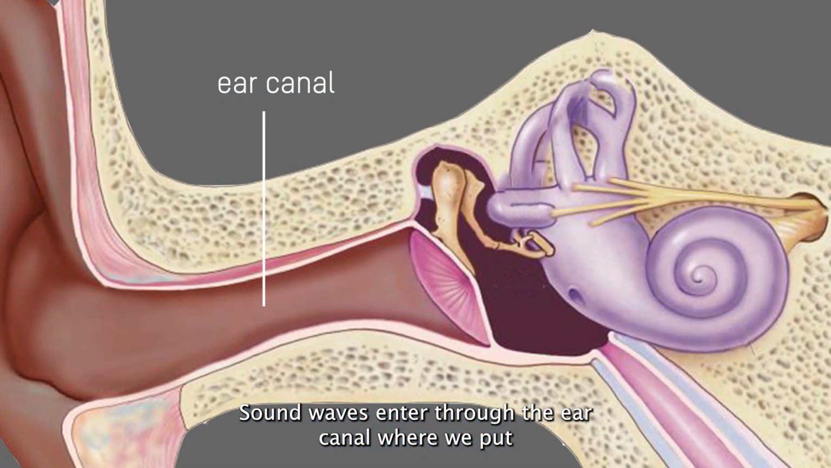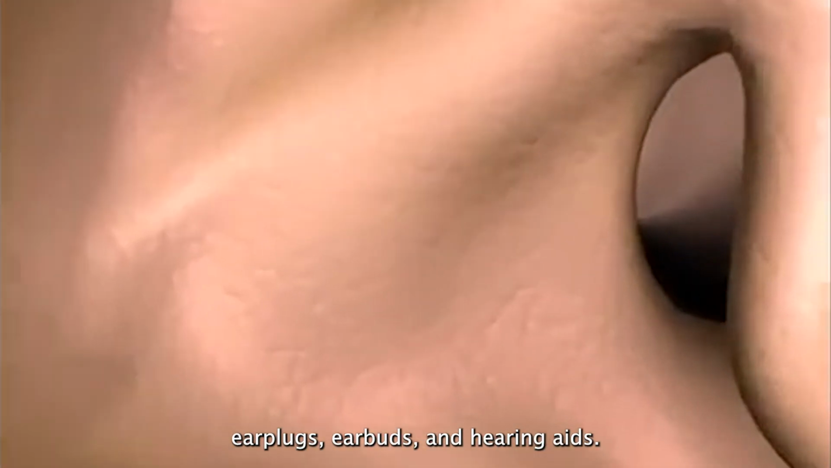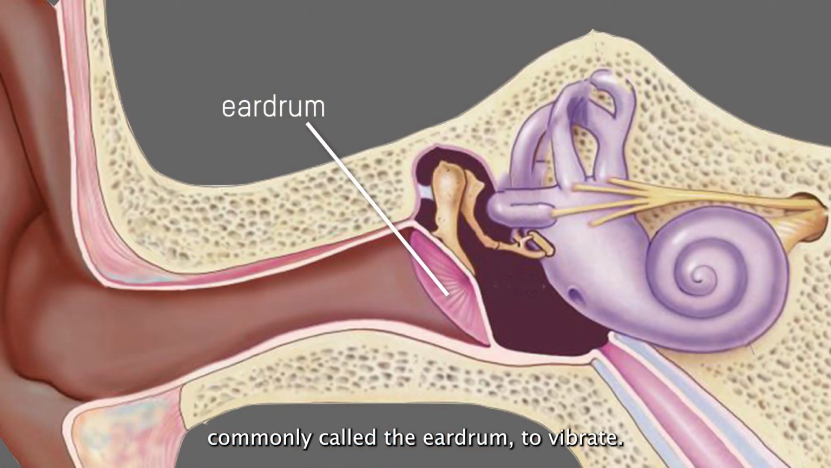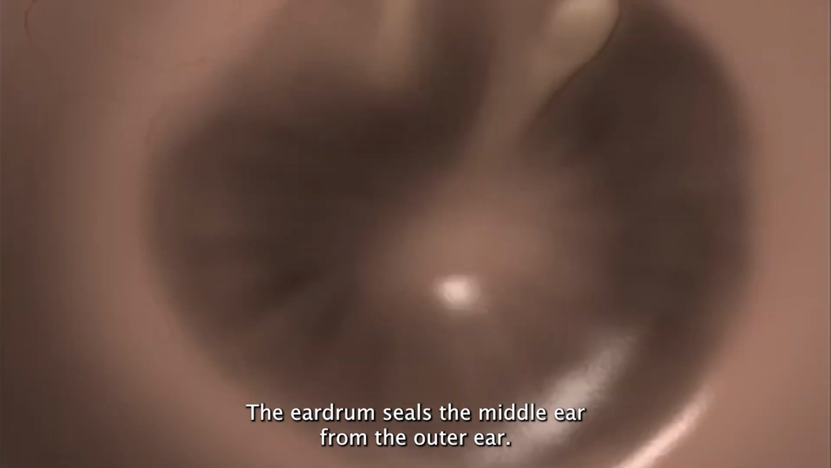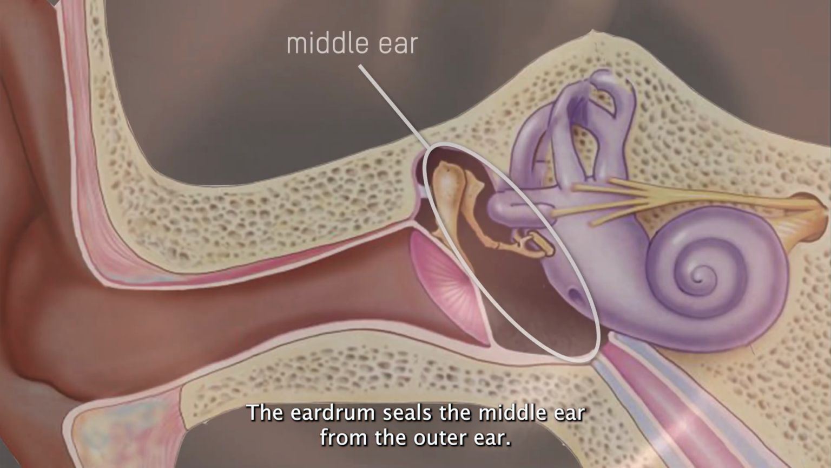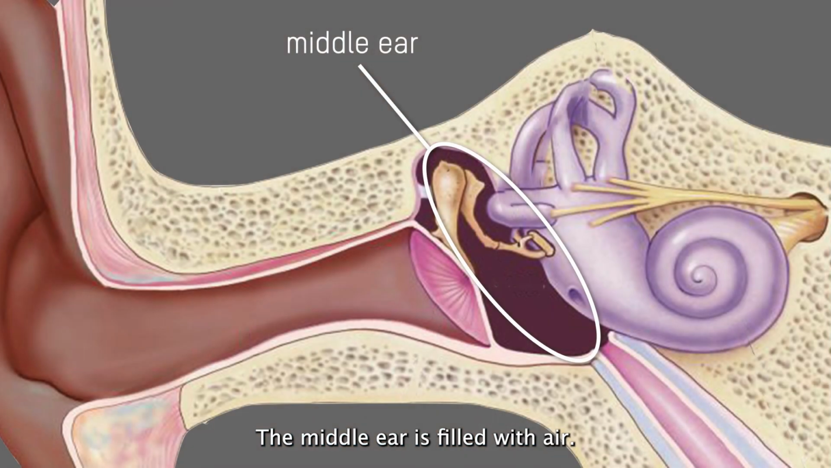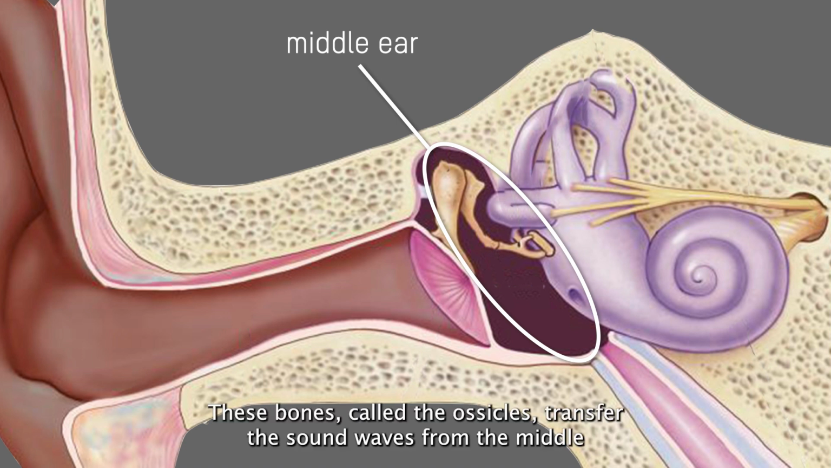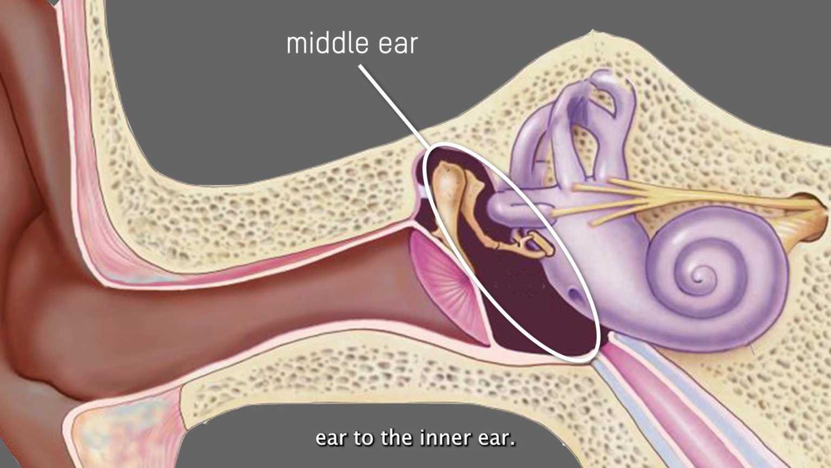Sound waves enter through the ear canal, where we put earplugs, earbuds, and hearing aids. Sound waves cause the flexible tympanic membrane, commonly called the eardrum, to vibrate. The eardrum seals the middle ear from the outer ear. The middle ear is filled with air. Three of the smallest, hardest bones in the human body are in the middle ear. These bones, called the ossicles, transfer the sound waves from the middle ear to the inner ear.